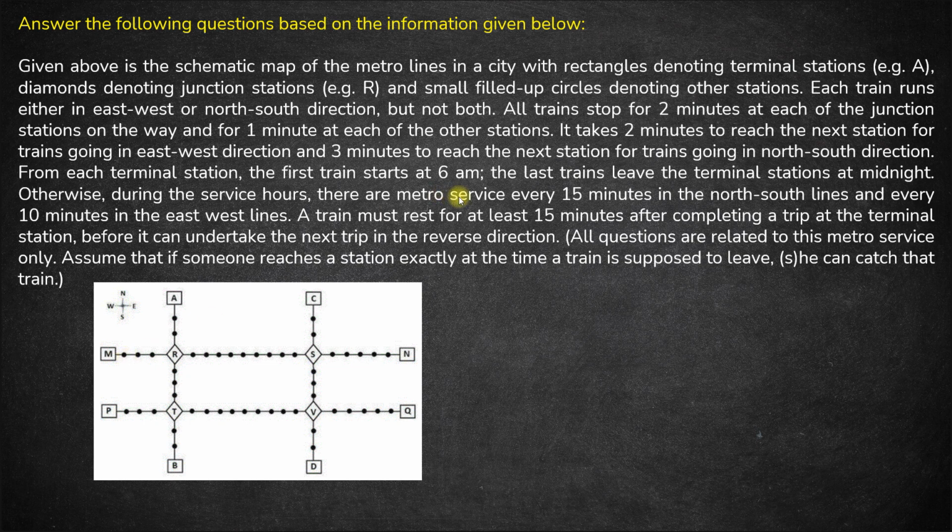Next, all trains stop for 2 minutes at each of the junction stations. Junction stations are R, S, V, T. So trains will stop for 2 minutes once they reach these junction stations, and for 1 minute at each of the other stations. So at all these black circles, the trains will stop for exactly 1 minute.